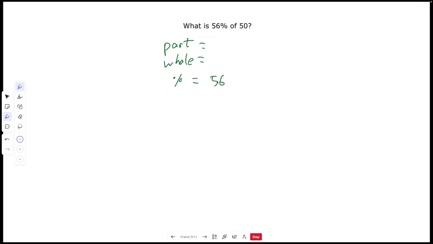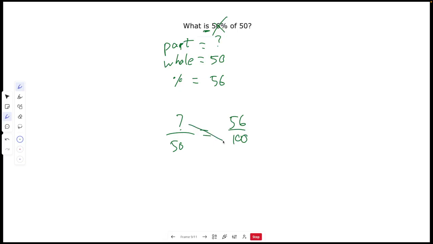For the part, we look for the word is. Notice that the is here. Okay, it can't be this. That's the percentage. So it says what is, right? So this is actually our question mark now. We don't know what the part is. And the whole is 50. So when we plug this in, it's going to look like this. Question mark over 50 equals 56 over 100.